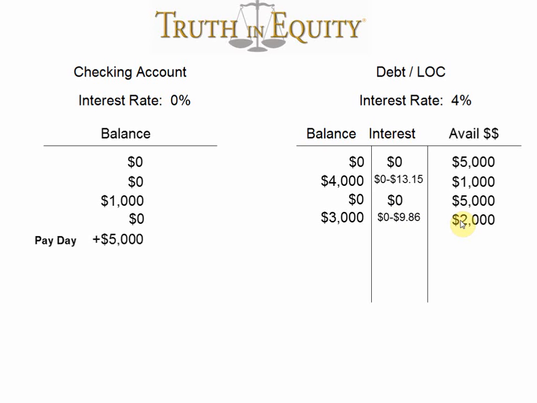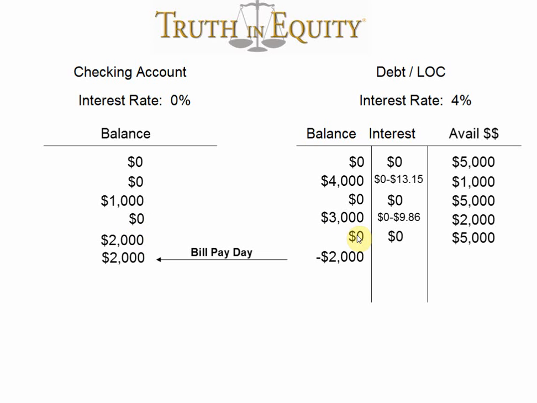Here comes another payday. $5,000 into the checking account. We pay off the line of credit. Leaves us $2,000 in our checking account, and our debt is paid off to zero. Again, bill payday comes. We only need $2,000 out of the line because we've accumulated $2,000 in the checking account. Gives us our $4,000 for bills. We pay our bills, zero out the checking account, and now we only have a balance of $2,000 in the line of credit. The maximum interest charge is $6.58, and we have $3,000 available to us in the line of credit.